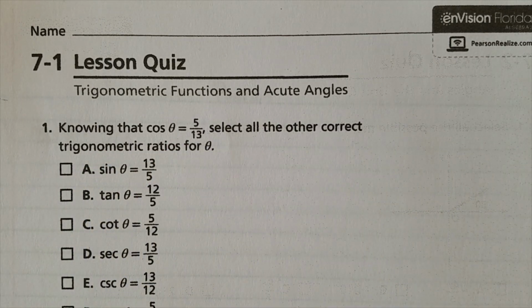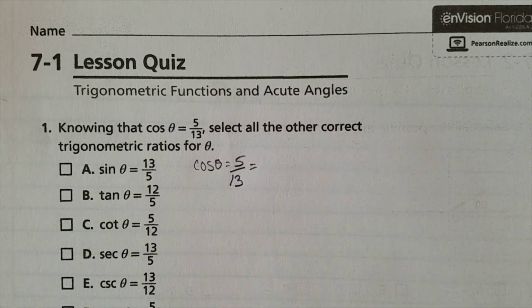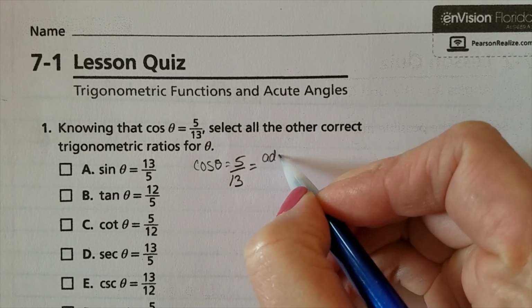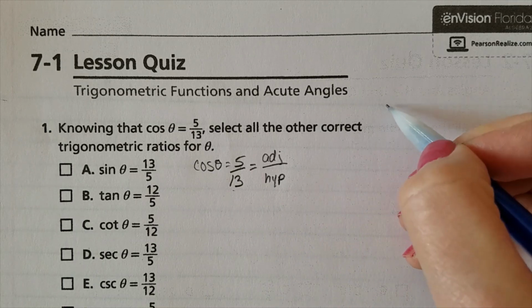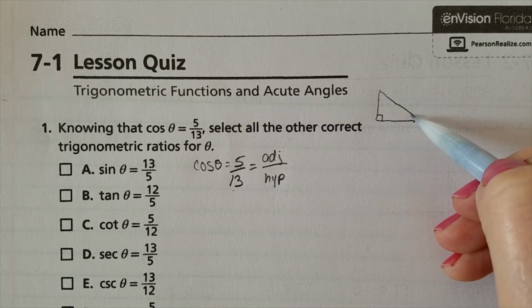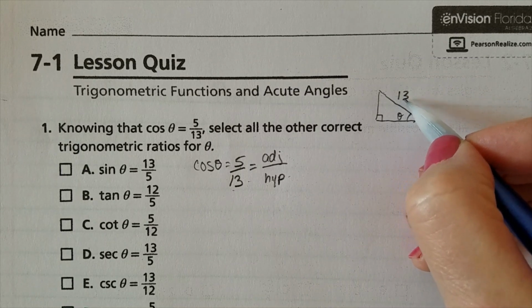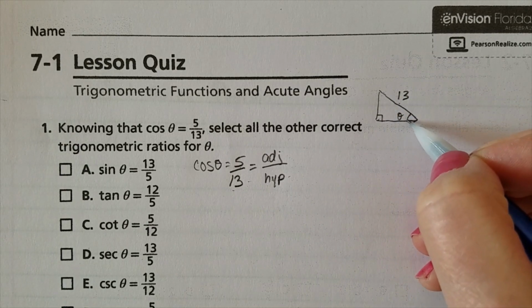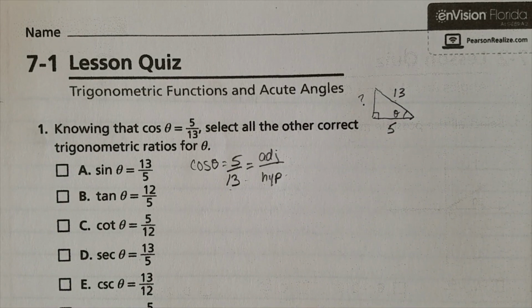Knowing that cosine of theta is 5/13, select all the other correct trigonometric ratios for theta. So we are told cosine of theta equals 5/13. Well, I know that cosine of theta is adjacent over hypotenuse. So that means my adjacent leg equals 5, my hypotenuse equals 13. Let's just sketch in a triangle so we have something to refer to. You can put theta up here or down here, it doesn't matter. I'm going to put it here. Hypotenuse measure is 13. Remember, hypotenuse is across from the right angle. Adjacent is 5. And I don't know that leg. I have to find out what that measurement is in order to calculate the rest of my trigonometric ratios.